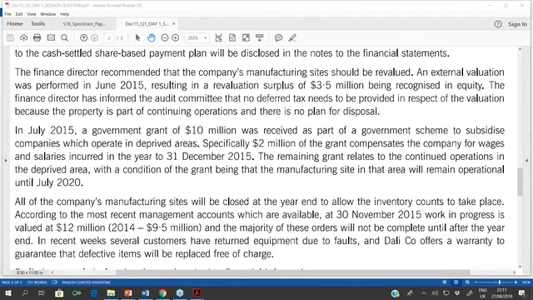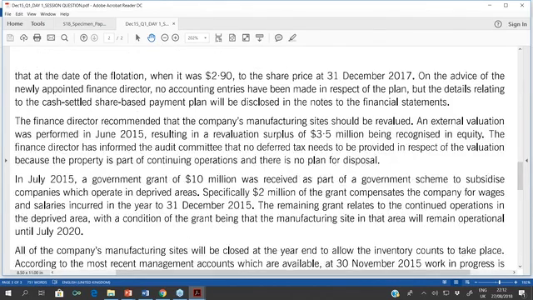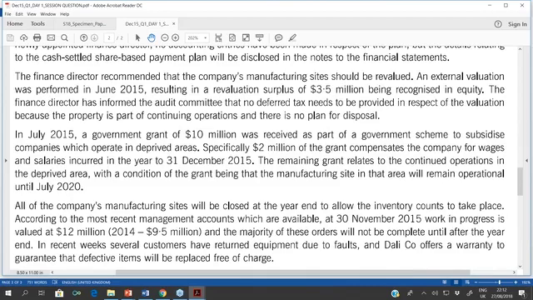An external valuation was performed in June 2015, resulting in a revaluation surplus of $3.5 million. For the first time, we saw a value in the question, right? So we should determine the materiality wherever we find a value. The revaluation surplus being recognized in equity is $3.5 million, and it is a balance sheet item, so we will divide it by the total assets of the company. $3.5 million divided by the $90 million. How much is that? 3.8%. Okay, that's good.